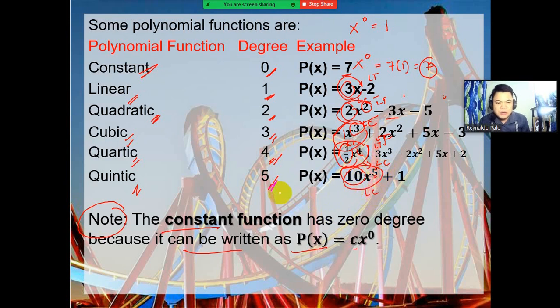Oh, teacher, how are we going to write it to make it complete? If you would like to make it complete, it's now p of x equals 10x raised to the 5th power, and then the other terms that are unknown, their values are 0. So therefore, we have 0x raised to the 4th power plus 0x cubed plus 0x squared plus 0x plus 1.